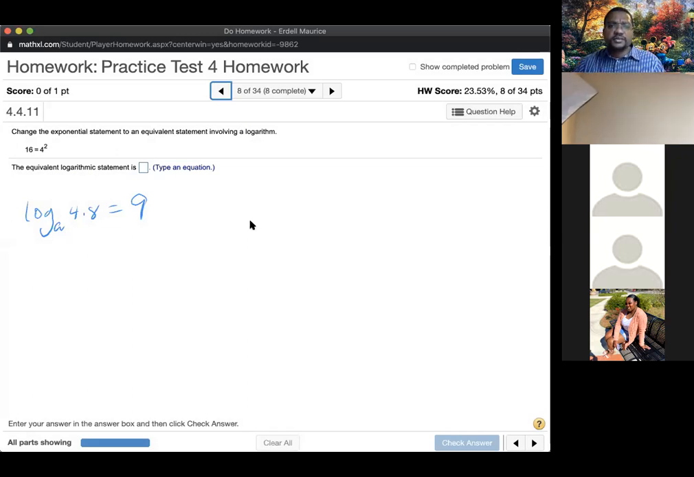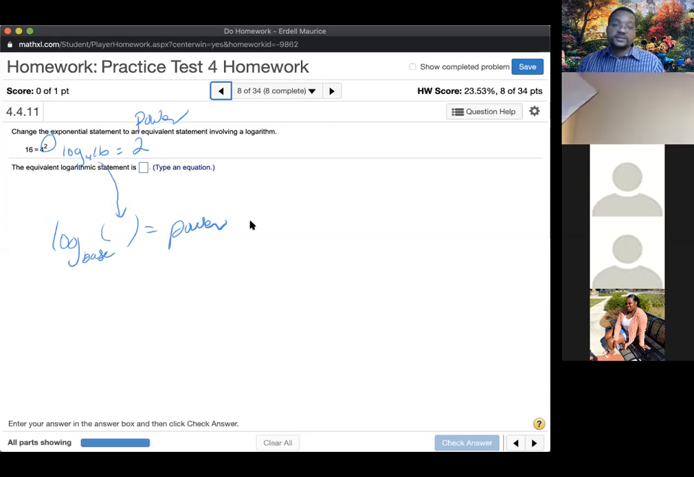Change the statement to one involving logarithms. So that's going to be log base 4 of 16 is equal to the power. So remember, the power comes over here. It's going to be log, the base is down here, and it always equals the power. So the argument comes here. In this case, that's 16. Questions there? All right, clear? Okay, clear.